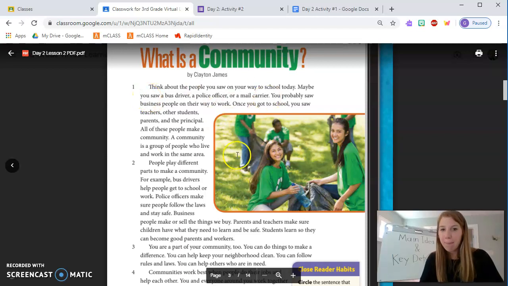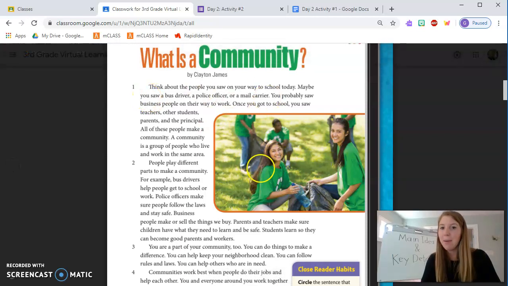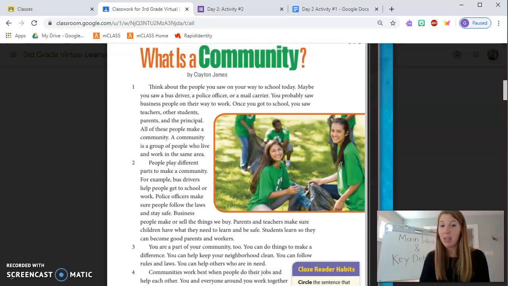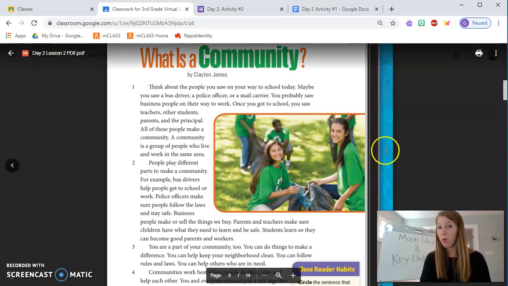I'm now going to look at my picture. And in my picture, I see some older kids that look like they're all wearing a nice green shirt and they're carrying some sort of trash bag. So maybe it's going to mean how we can help our community and what we can do. That's just my thoughts. Let's read.